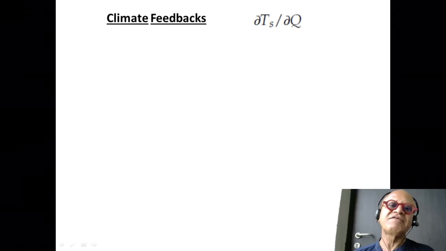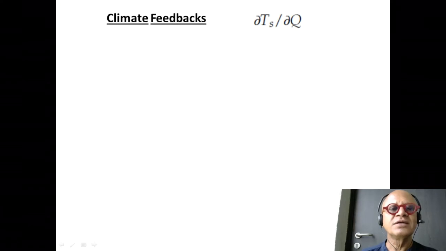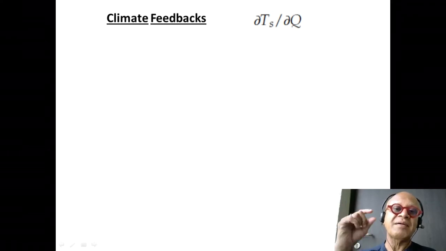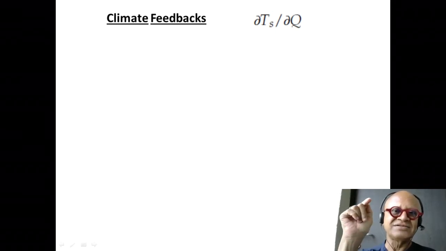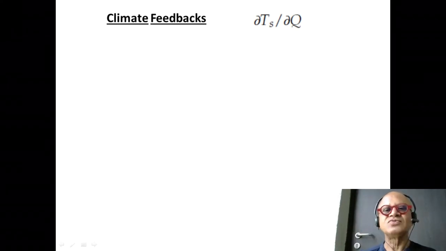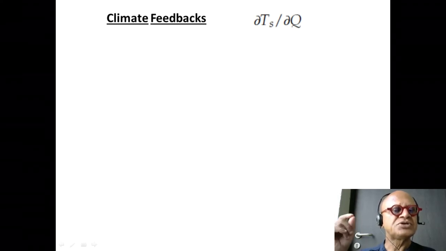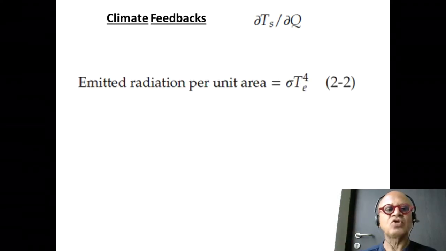It's called climate feedbacks. Why? Because we have enough background now to think about what is the impact of increasing greenhouse gases. We want to know whether increased greenhouse gases trap more energy and how that energy change in the balance, delta Q, is going to affect the surface temperature, right? So dTs/dQ is what we are looking for, sensitivity of surface temperature to the perturbations in the net energy balance. That's what we want to find out, and we call it climate sensitivity.